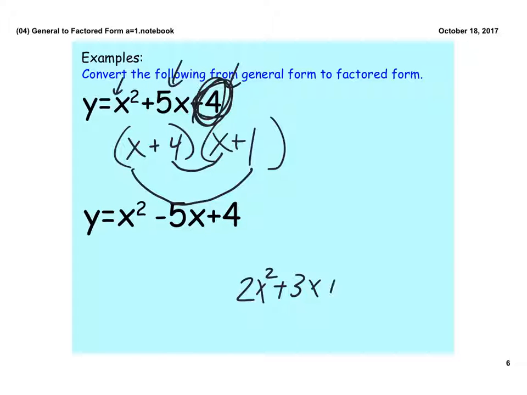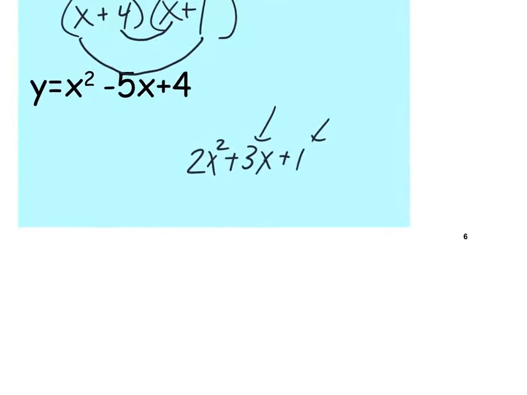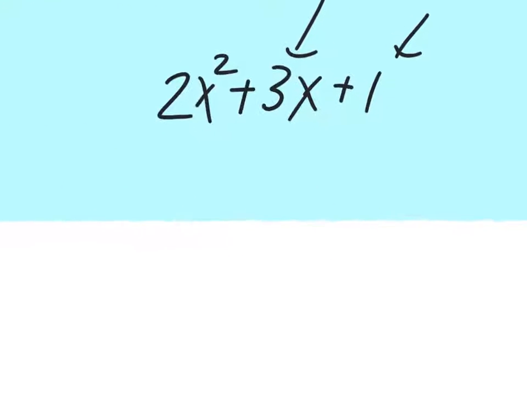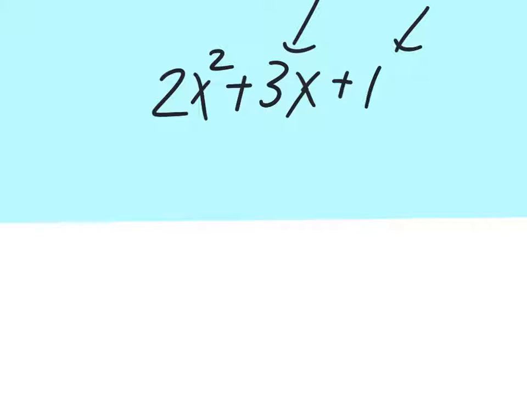2x squared plus 3x plus 1. And if you try to make them multiply to this and add to that, it won't work. What should they do? Well, they should. Okay, why don't you guys try to factor this one, and you'll see what I mean about how they will not multiply to 1 and add to 3.